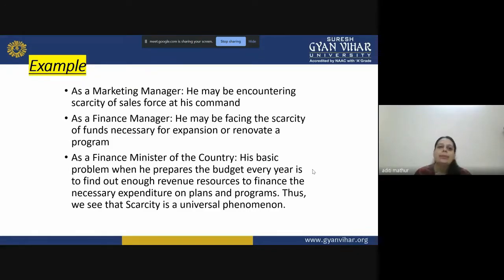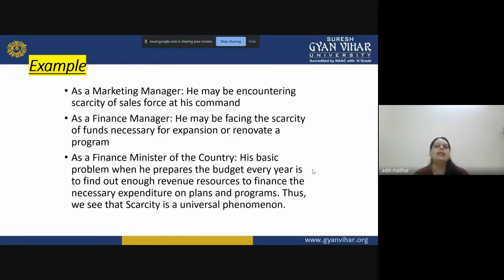So let's take an example, acting like managers. Let's all assume that we are a marketing manager. Now what we have to decide, we will be coming up with a problem, and that problem is to encounter the scarcity of sales force at our command, right? So we will always be in this problem as a marketing manager. We will always face this problem that we have fewer salespersons, right?